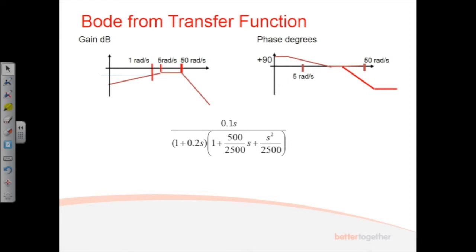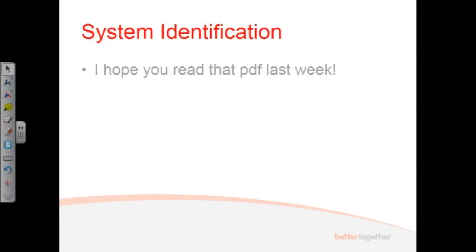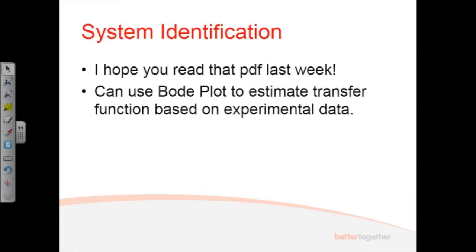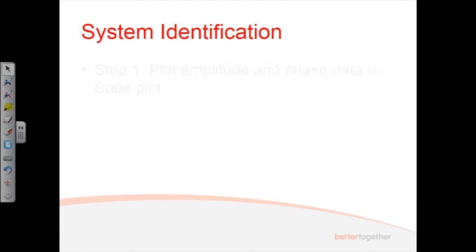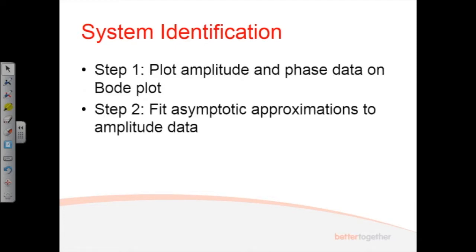So that's how you add pictures together. Is that okay? Yeah. Sketch them out, add them together, you get the resultants. Let's quickly run through doing this the other way round. Hope you read the handout last week. We can use the Bode plot. I think we've done this one actually. Plot your amplitude and phase data on a Bode plot.